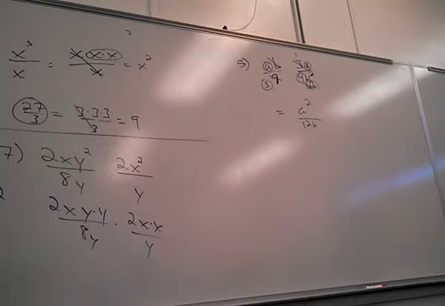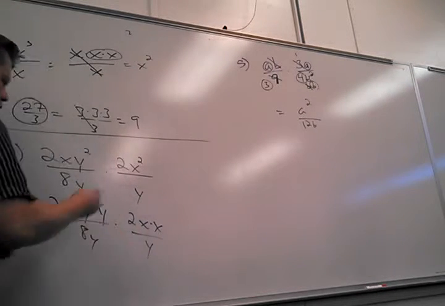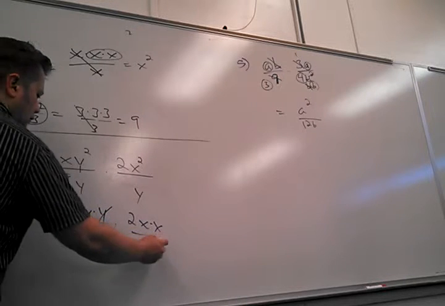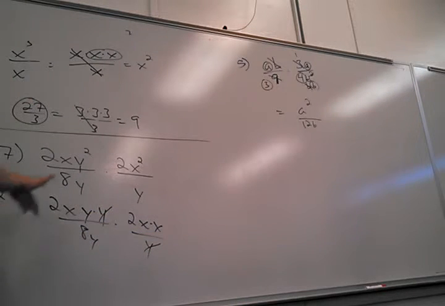I can only cancel stuff in a fraction or several fractions if something's on the top and the same thing's on the bottom, because that would mean opposite operation. If they're across from each other, you have to multiply those things. You can't kill them. They have to multiply.